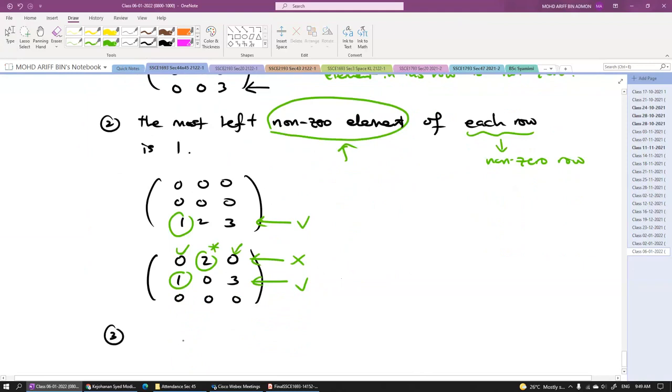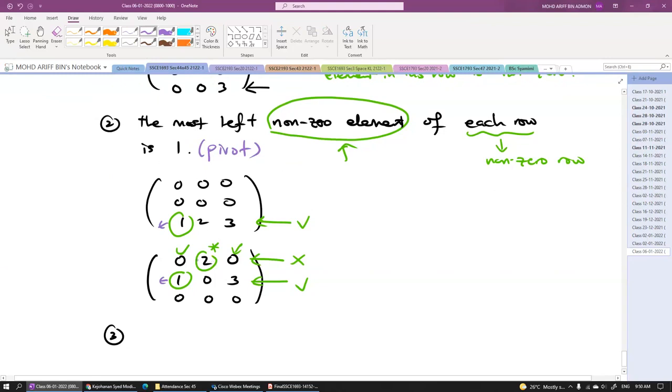Number 3. Okay, before I proceed: if the most left non-zero element of each row is 1, this element we call a pivot. So this is our pivot, but the 2 here is not a pivot. How can we make it become our pivot?